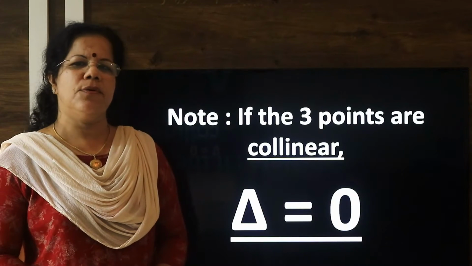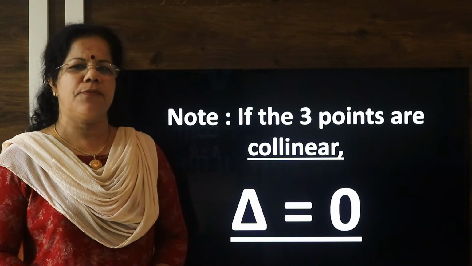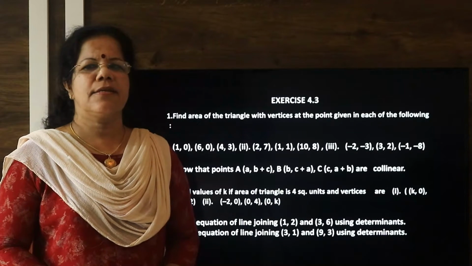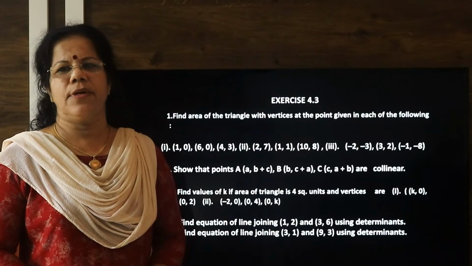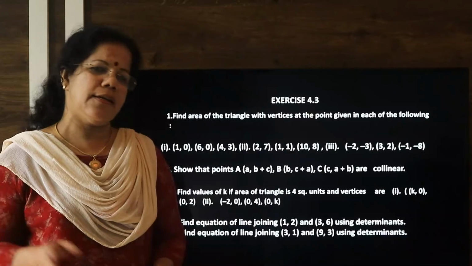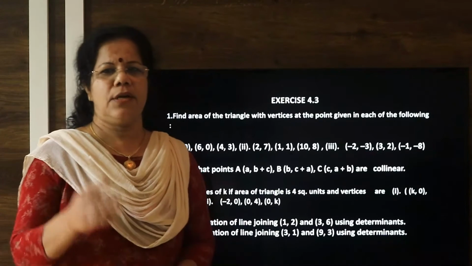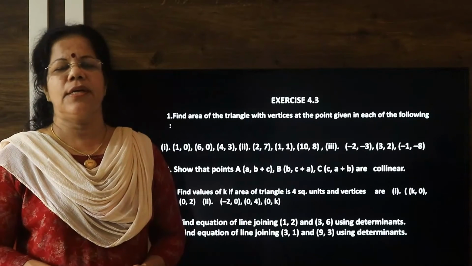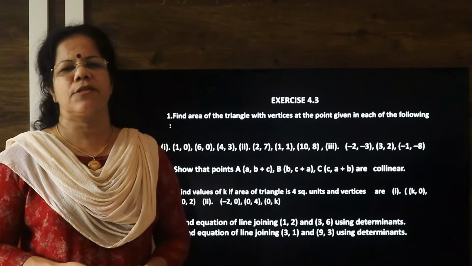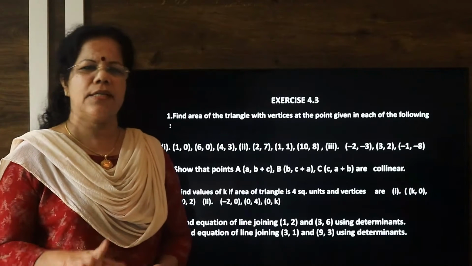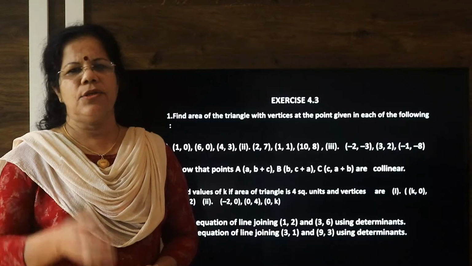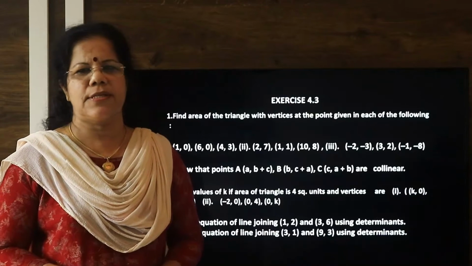Now we will have a glance through the problems from exercise 4.3. Find the area of the triangle with the vertices at the points given in each of the following. As you know, it is very simple, only direct expansion of the determinant. You can do it yourselves. Show that the points are collinear. How will you show the points are collinear? Just write delta is equal to half determinant x1, y1, 1, x2, y2, 1, x3, y3, 1. Substitute the points and expand it. If the determinant value is 0, the points are collinear. Now again, find the value of k, the third question. You can do it yourselves.